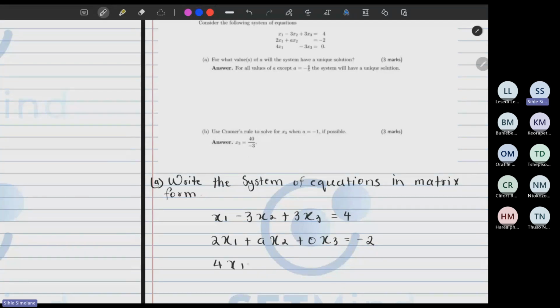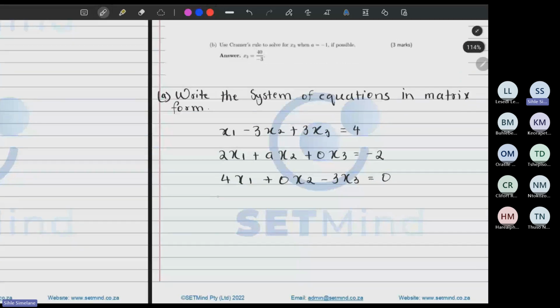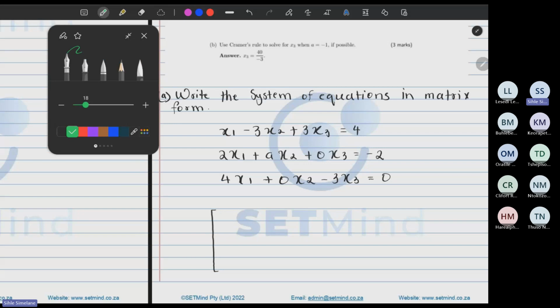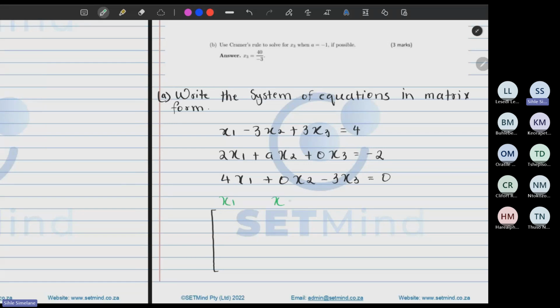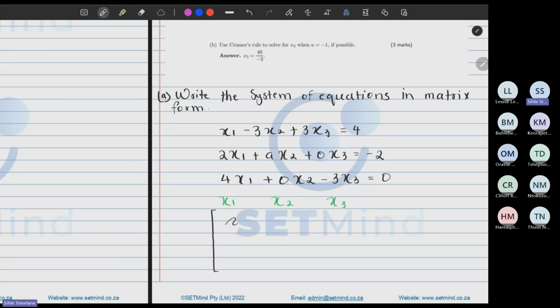Let's go for the last one. We have 4x1. We don't see any x2, meaning it is 0x2. And then minus 3x3. This should be 0. So we can now write this in matrix form. On the first column, we'll write what is multiplying x1. So I'll write them in this order: what is multiplying x1, what is multiplying x2, and what is multiplying x3. If we look at the first equation, we have 1, minus 3, and then 3.